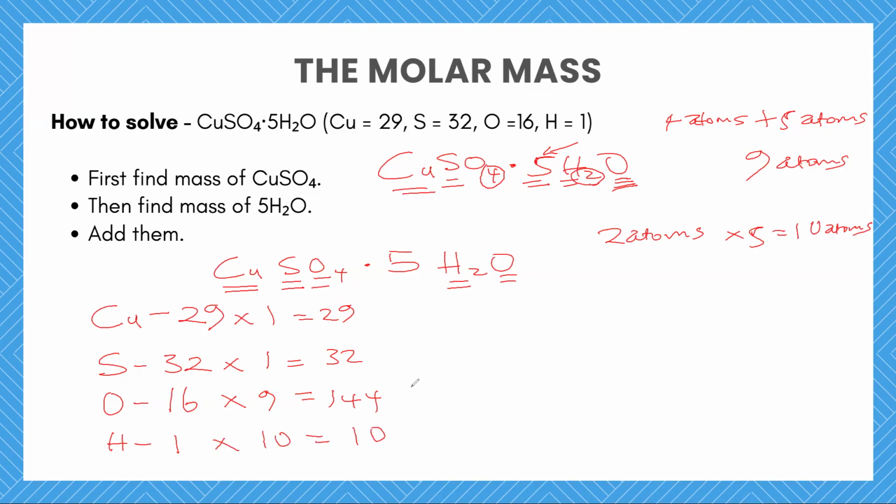The last step would be to add everything together. So we have 29 plus 32 plus 144 plus 10. Adding everything together gives us 215 grams per mole. That is the molar mass of the compound that we just encountered right now.